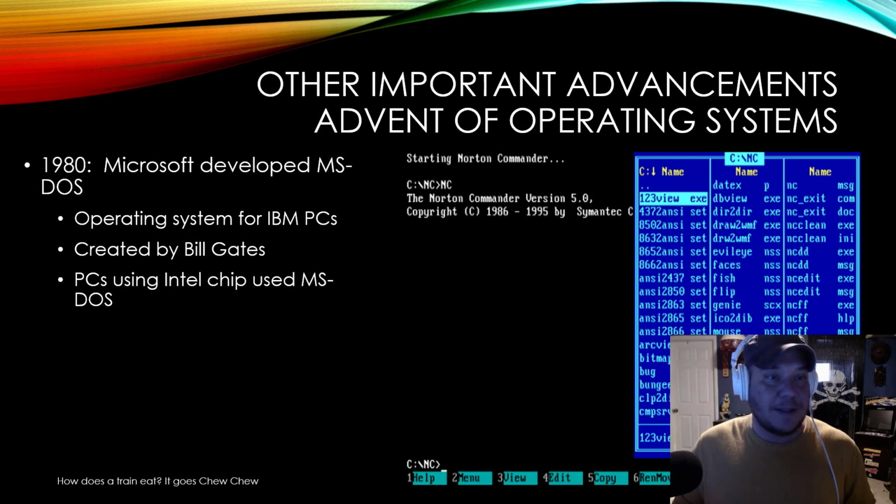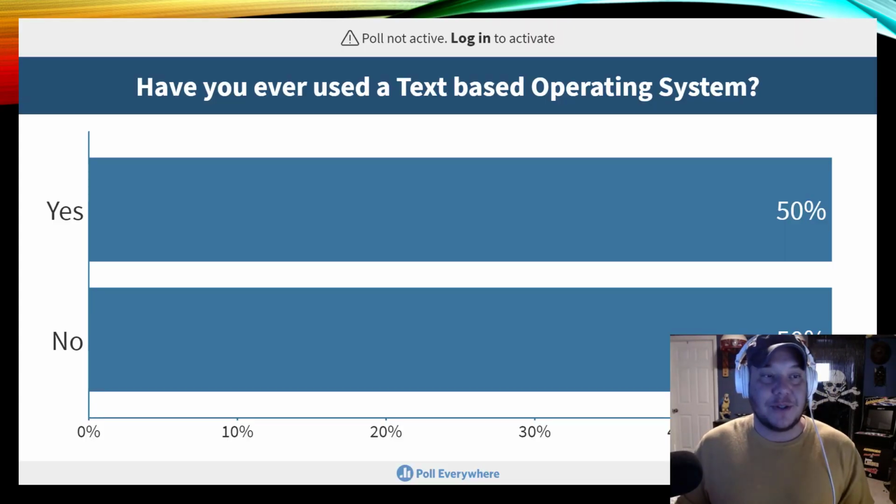Of course, the operating system was also a huge piece during this time frame. Microsoft developed MS-DOS and put it on their IBM PCs. It was built by Bill Gates, and it's still in all your PCs today. You can actually get to your DOS screen from any modern PC. Now, after we had the operating system, some of the pieces that came out were pretty big and you still use them today.